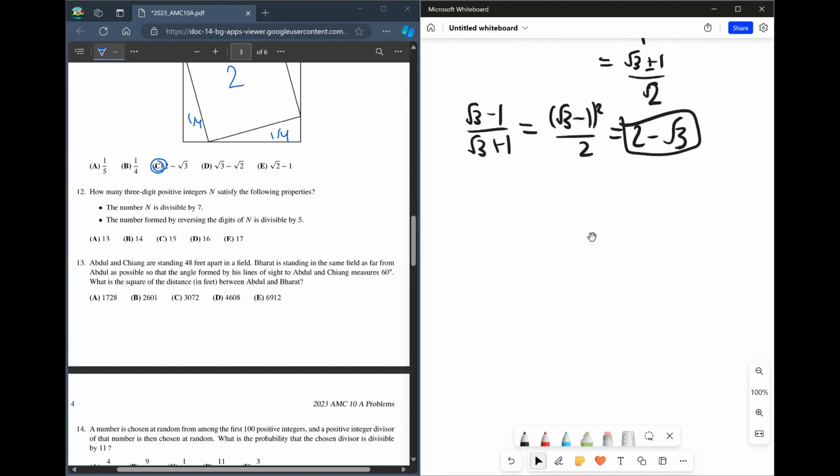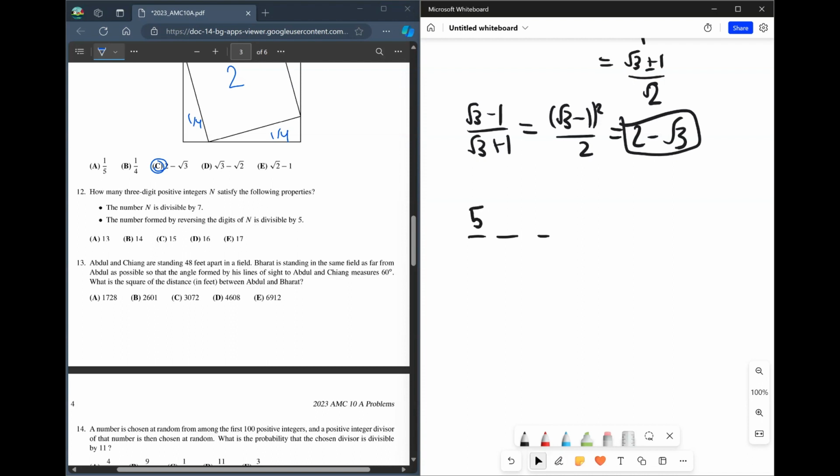Problem 12. How many 3-digit positive integers n satisfy these properties? So first, the number formed by reversing the digits of n is divisible by 5. If the first digit is 0, that won't work because then it will not be 3 digits. So it must be 5.